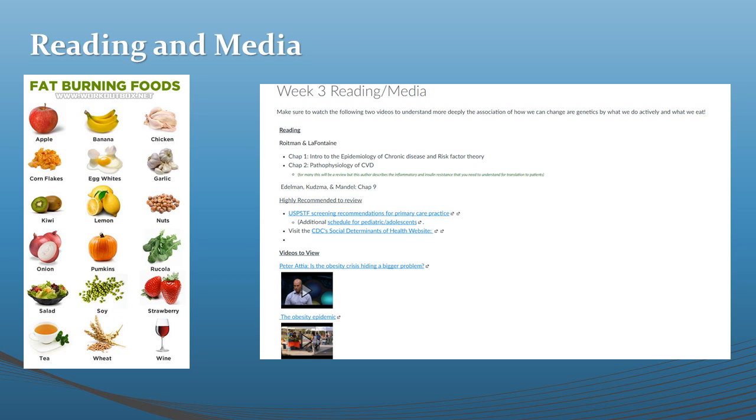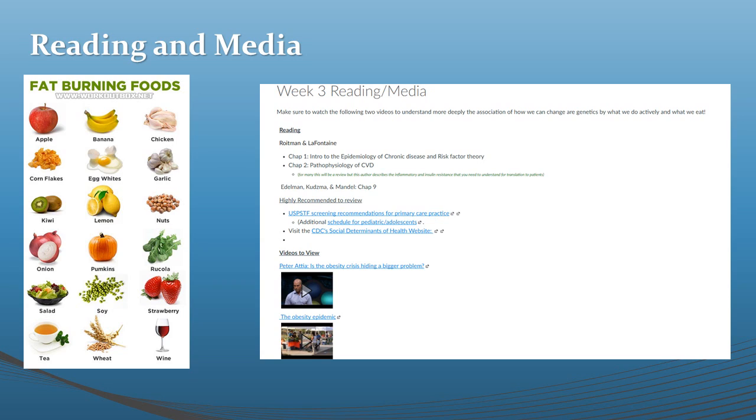Chapter 9 in Edelman is your third chapter for reading this week. I highly recommend that you take a look at the screening recommendations for primary care practice. These are what we are held to for standards in primary care. The CDC also has social determinants listed in a website that you may find very helpful.